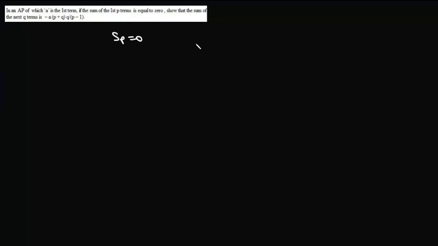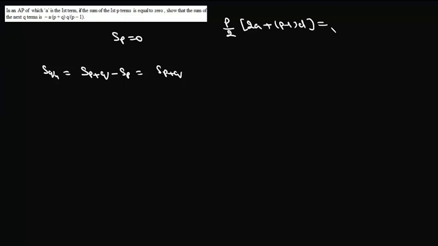So we have to find the sum of the next q terms. What we can do is find S(p+q) minus S(p) to find the sum of the next q terms. Now essentially S(p) is 0, so it is nothing but S(p+q). If S(p) is 0, we can write p/2 (2a + (p-1)d) should be 0, or 2a + (p-1)d will be 0.